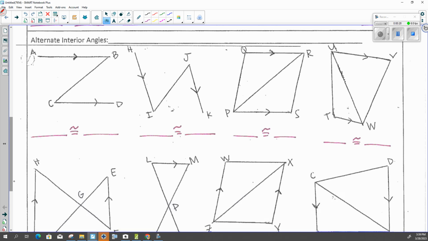So alternate interior angles are formed when you have parallel lines and they're cut by a transversal. We covered these in our last unit. So if that sounds familiar to you, that is why.